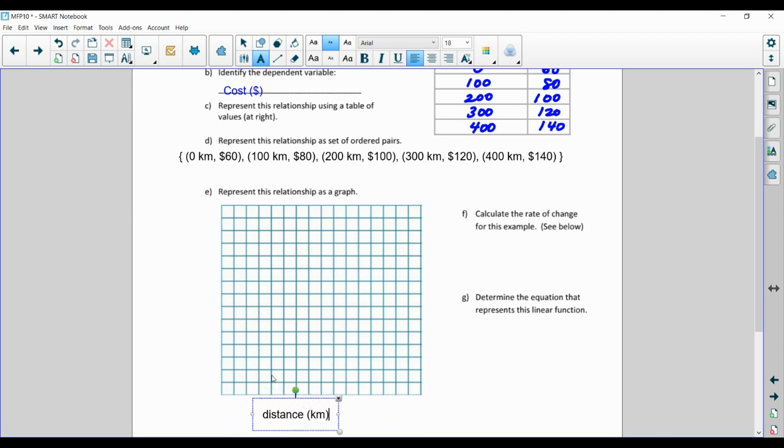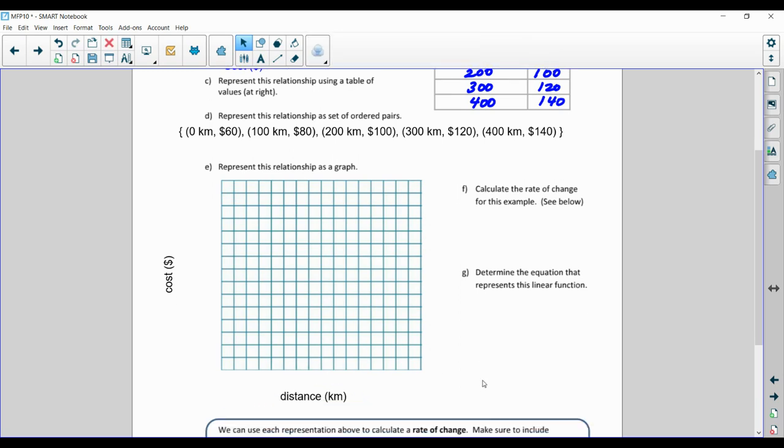So it's distance in kilometers along the bottom and cost in dollars around the side. And I'm going to spin this so we can see that. And now we need to go ahead and choose a scale. So my distances need to go from 0 to 400 kilometers, and I want to use up approximately as much of this graph as possible.